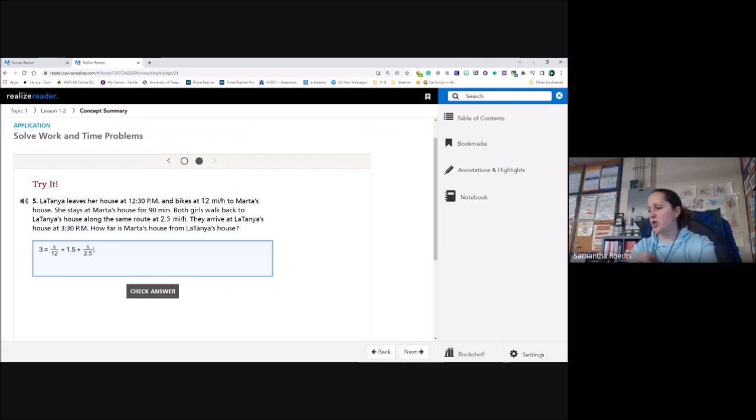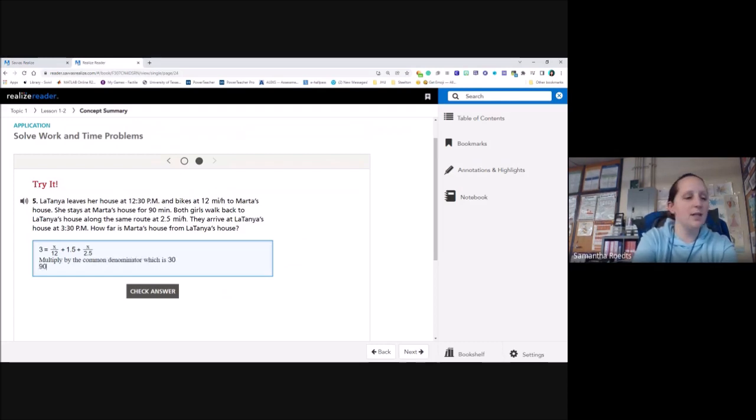So here's my equation, the way it's set up. 3 equals X over 12 plus 1.5 plus X over 2.5. I'm going to multiply this through by my common denominator, 2.5 times 12. My common denominator is 30. So I multiply by the common denominator, which is 30.